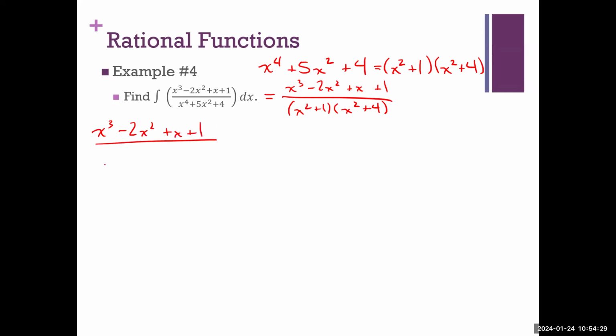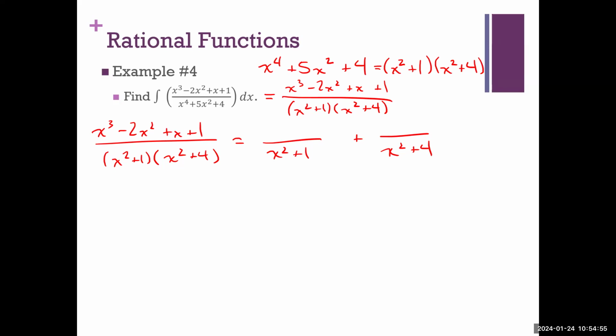So basically, I know what my factors are going to be, but there's one thing we have to pay attention to. This is going to split up into two fractions, one with a denominator of x squared plus 1, and one with a denominator of x squared plus 4. So there's one assumption we've made that we haven't really talked about, but now we should go back and revisit.